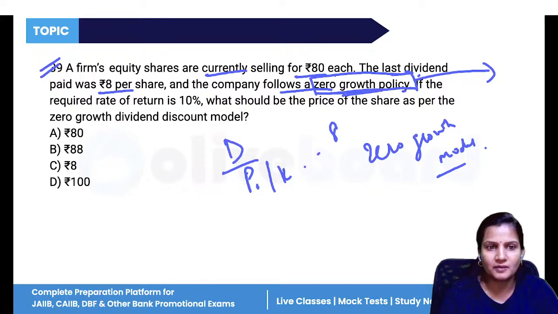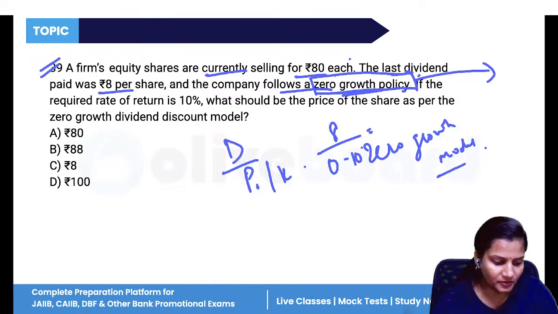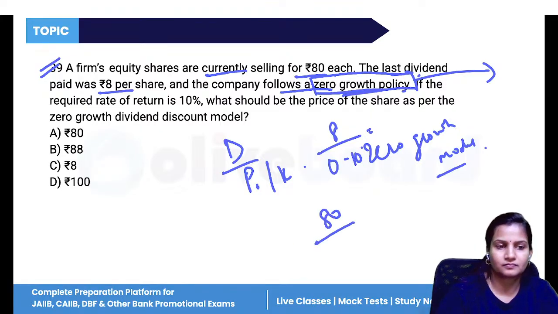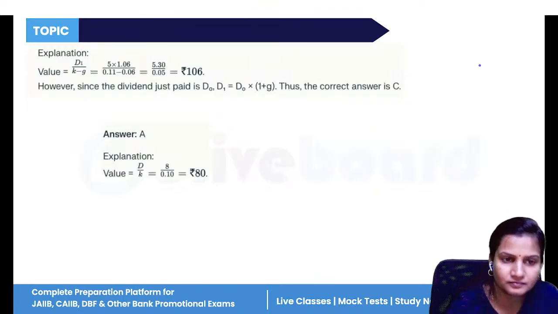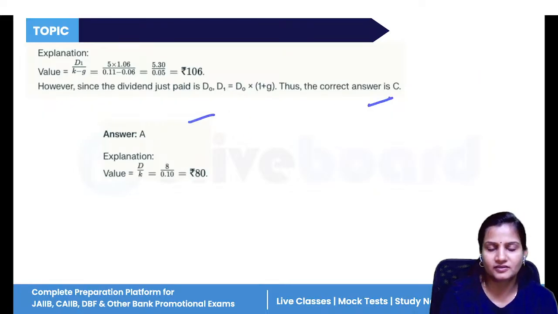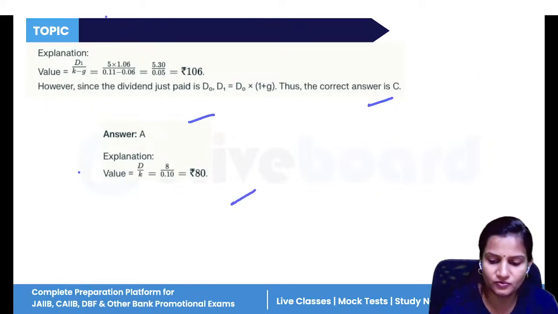So 8 upon 0.10, that will be your 80. Understood? Required rate of return, and this is 8. So this is all the explanation for your previous two questions.